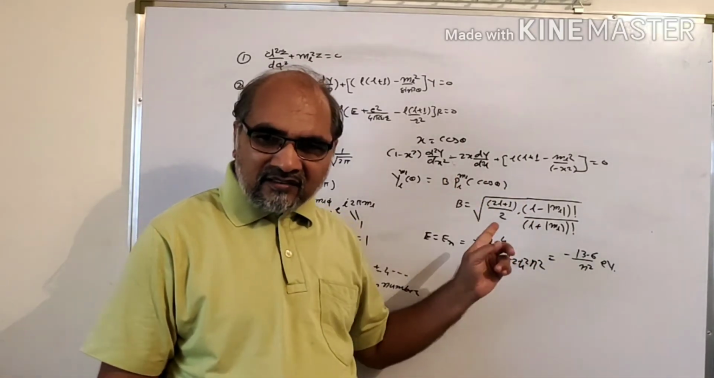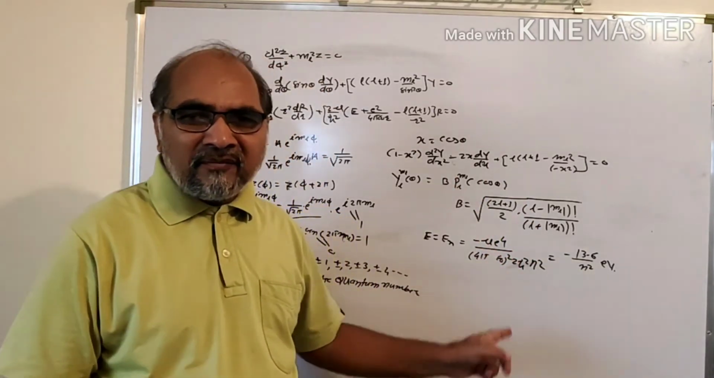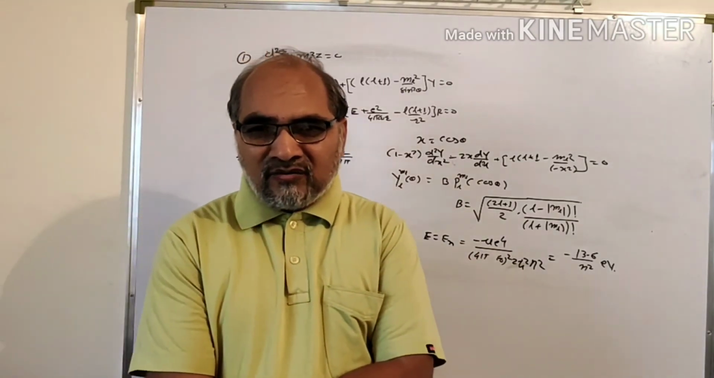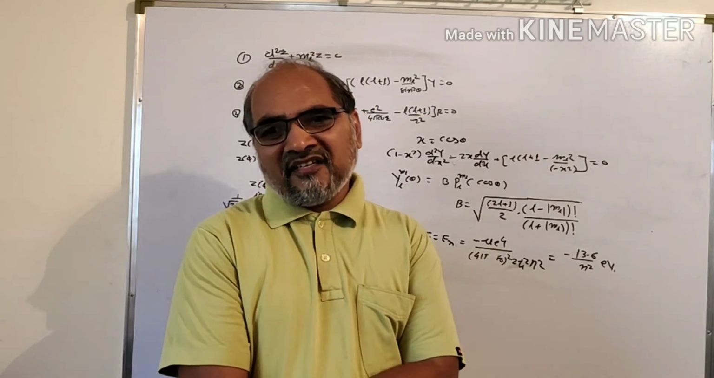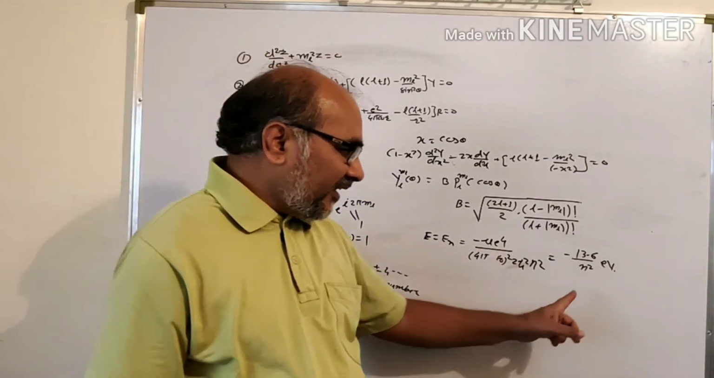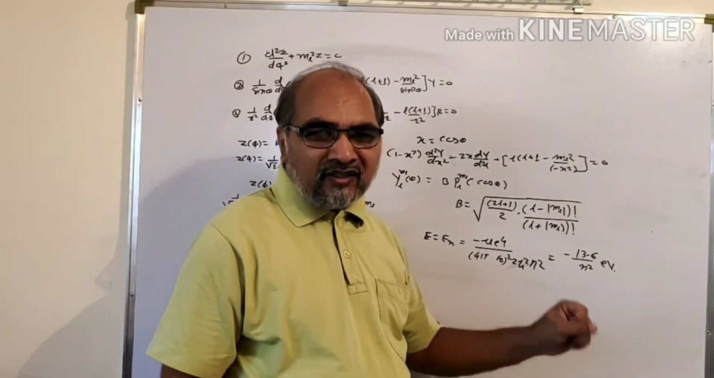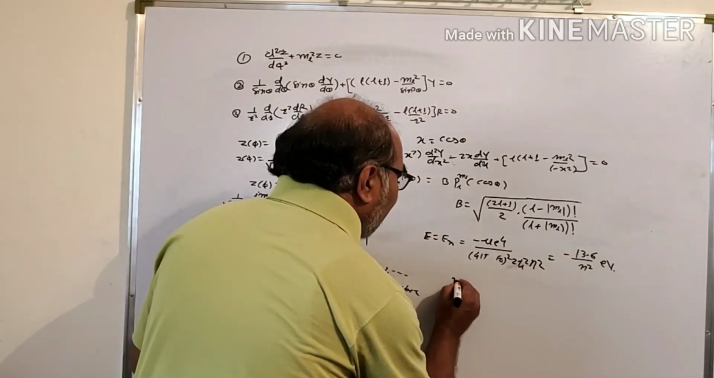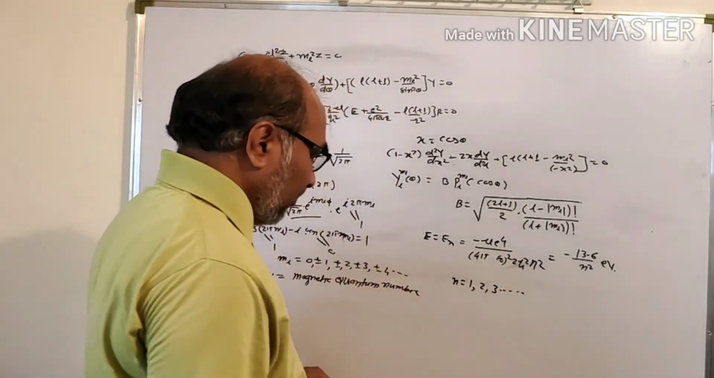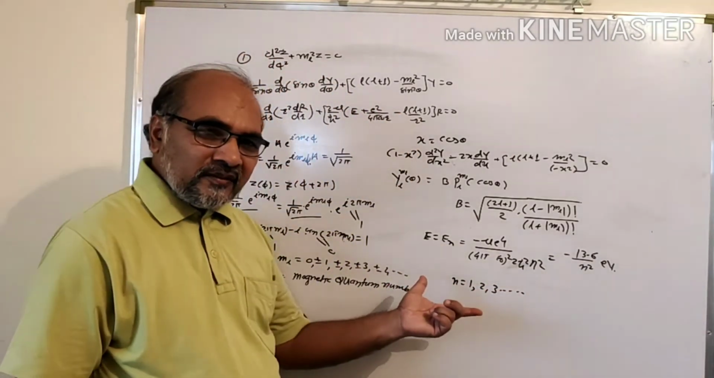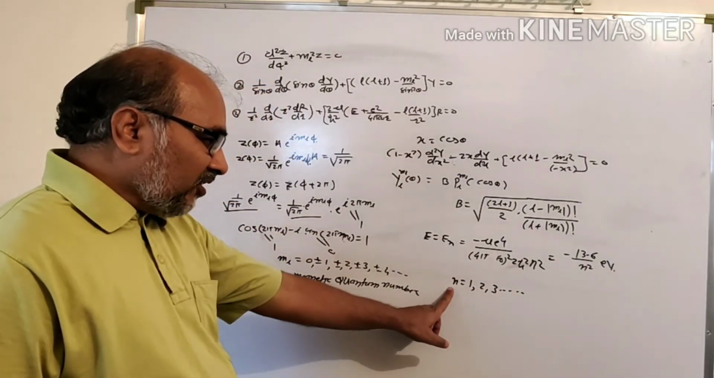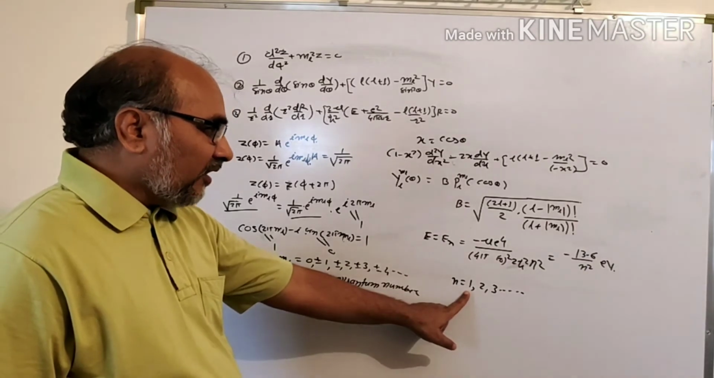Means from this quantum mechanical treatment, the energy for the ground state is minus 13.6 by n square electron volt, where this n is called the principal quantum number. So n is equal to 1, 2, 3, and so on. So we come to three quantum numbers. One is the principal quantum number, n is equal to 1.